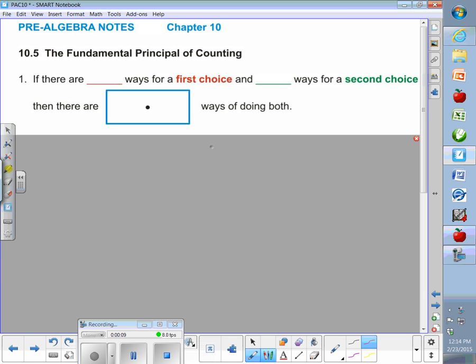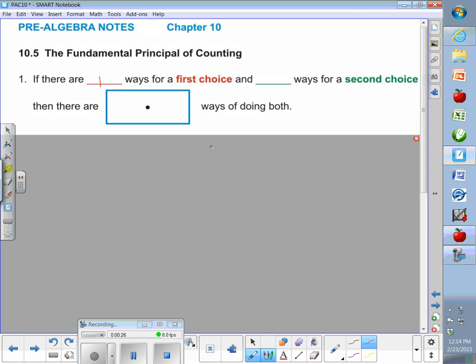All right, the fundamental principle of counting. Pretty simplistic.